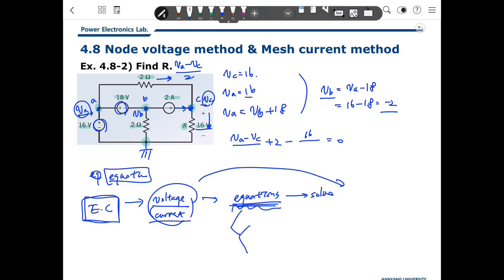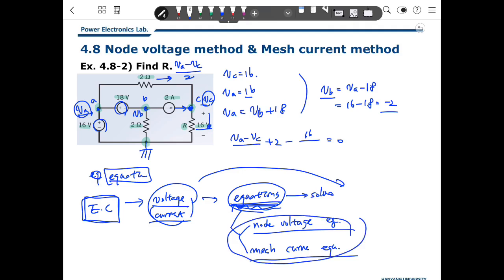The way to make an equation is two-way here. Node voltage equations, and another is mesh current equations. These are the methods to define these equations. Based on the result, you can get the voltage and current of the electric circuit. It's a very simple but very general approach to the analysis of electric circuits. This applies not only to resistor circuits, but also to capacitor and inductor energy storage circuits.